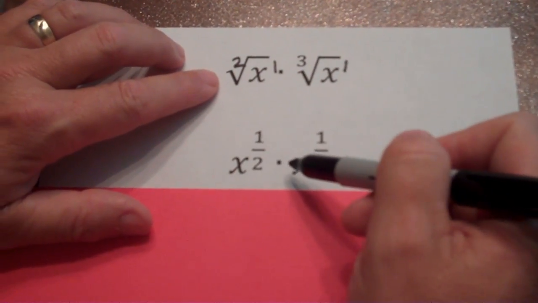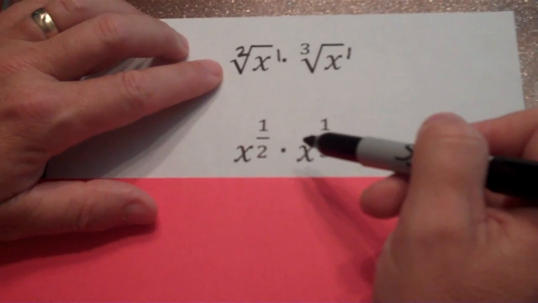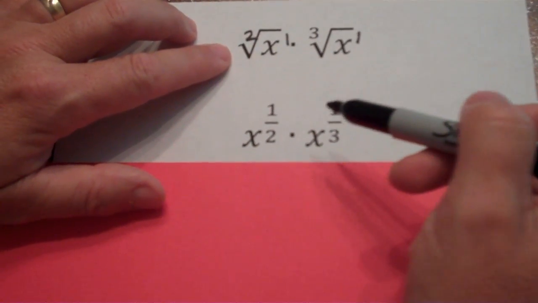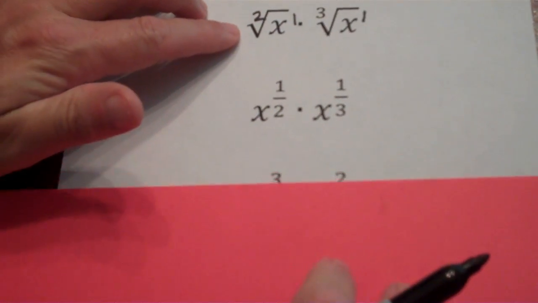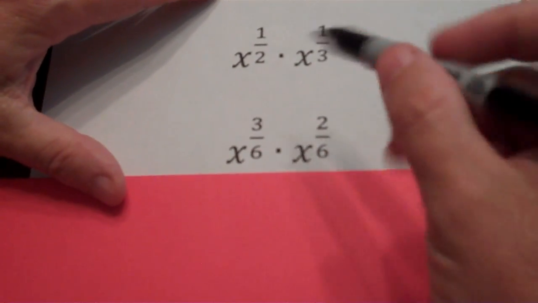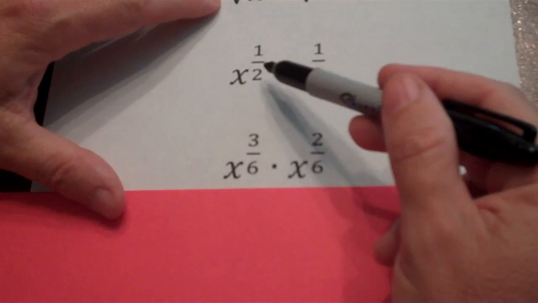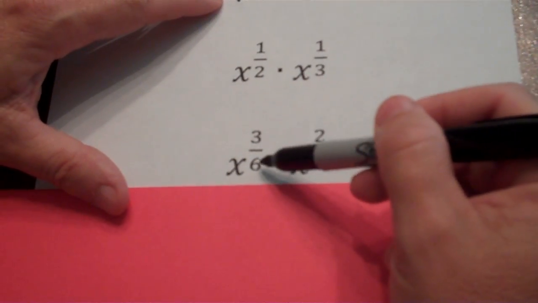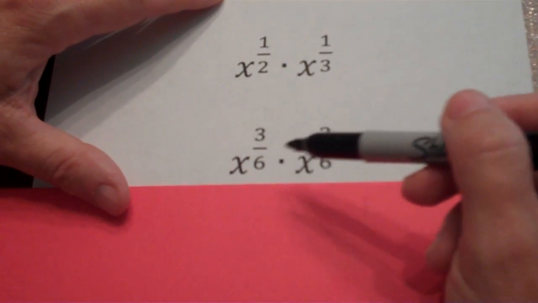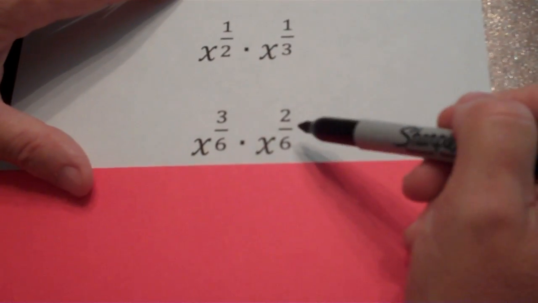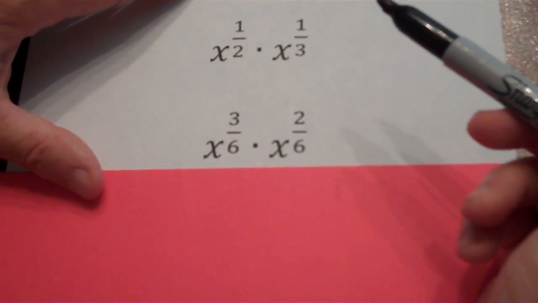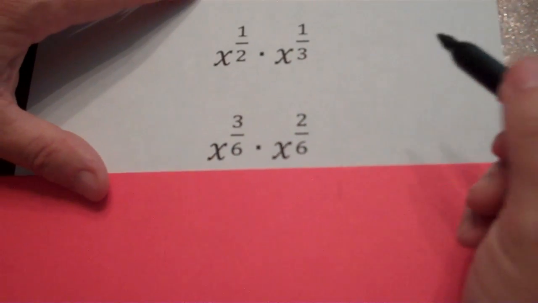Now remember what you do when you multiply? You have to add your exponents. Well, I can't add a 1/2 and a 1/3, so what do I have to do? I have to come up with a common denominator, which would be 6. Multiplying top and bottom by 3 would give me 3/6, which is equivalent, of course, to 1/2. 2/6, multiplying top and bottom by 2, is equivalent to 1/3. Well, now I can add them.